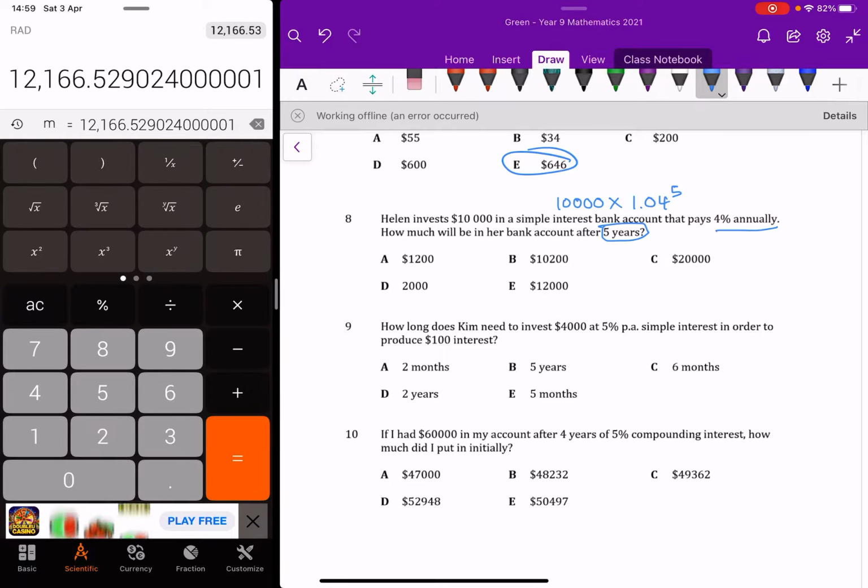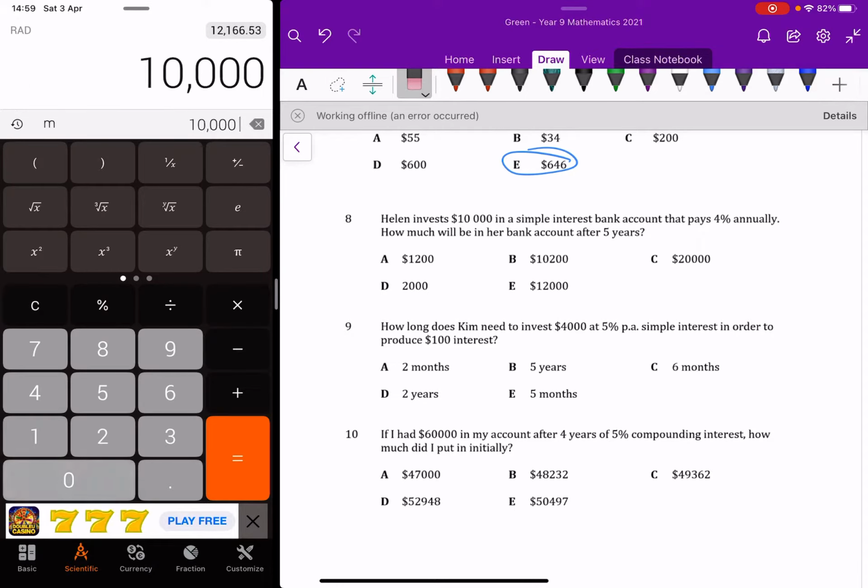oh no, I made it more complicated than I needed to. This is simple interest. So simple interest, we just work out our 4% and then times it. So all we need to do is we can delete this. I went too advanced. I went compound interest. This is why you got to check your answers.